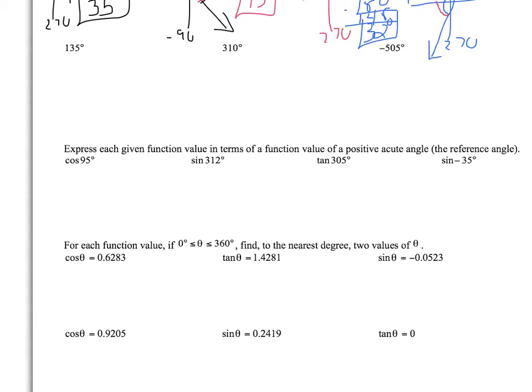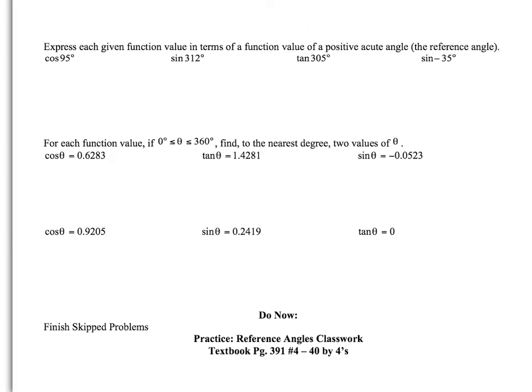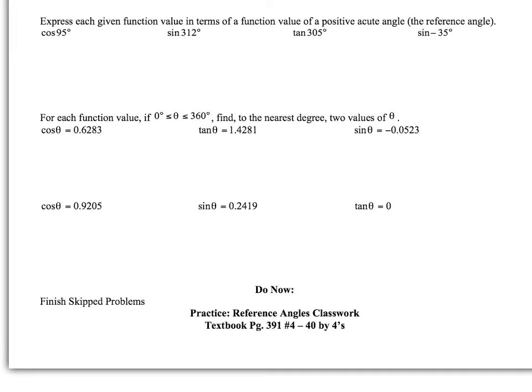Hopefully you'll be okay. Moving on, express each given function value in terms of a function value of a positive acute angle. This is using reference angles. The first thing you're going to do is find the reference angle. So we graph 95. 95 is just a little bit past the vertical line there. My reference angle, remember, hits the line I drew and the x-axis, but it's got to be acute, so it's got to be that piece right there.